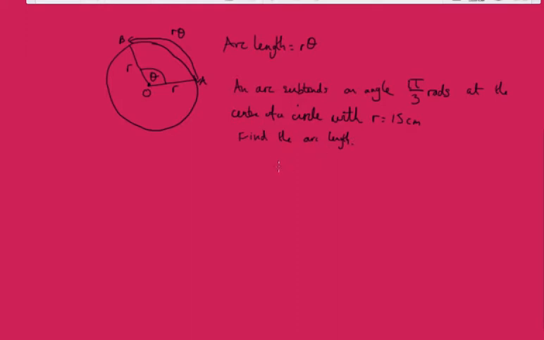And we'll find it in terms of pi. So A equals r theta, we know the radius is 15, times pi over 3. These will cancel out, so that will be 5 up there, so that's going to be 5 pi centimetres.